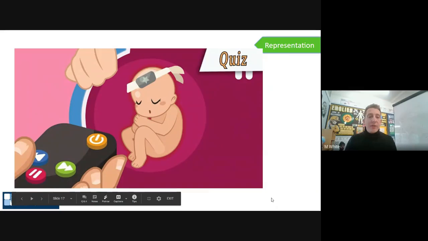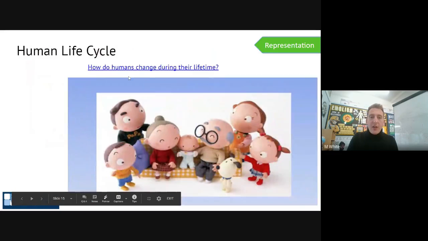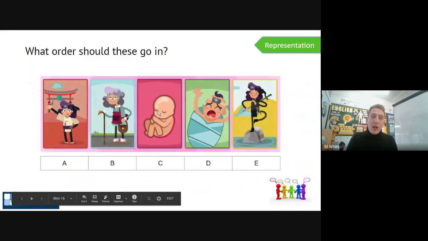Following that, set on the same link that I shared with you previously. So if you're not sure, it's this link here, the How Do Humans Change During Their Lifetime. If you just click on that, that will take you to the correct page, which is where, again, this activity, if you would rather do the interactive version, is also on there.